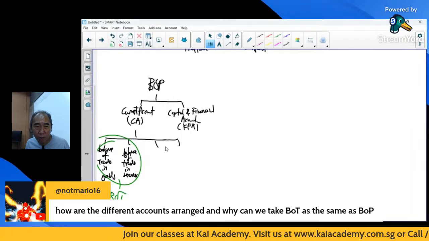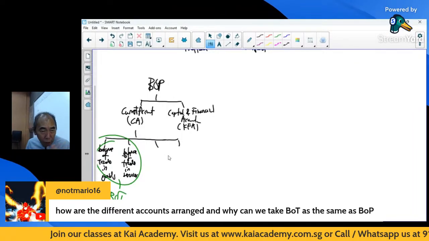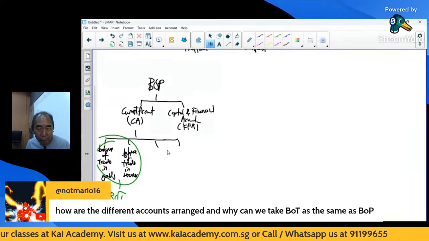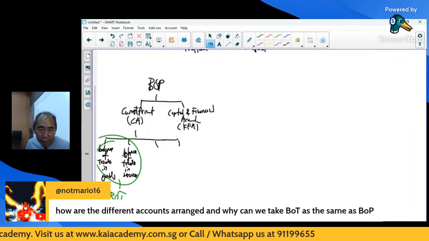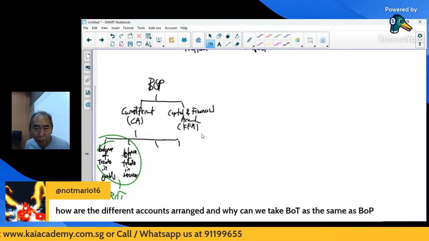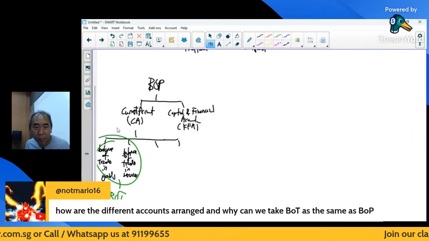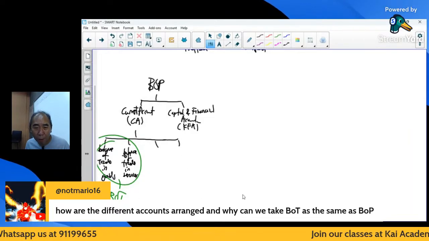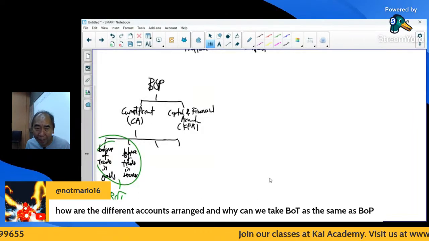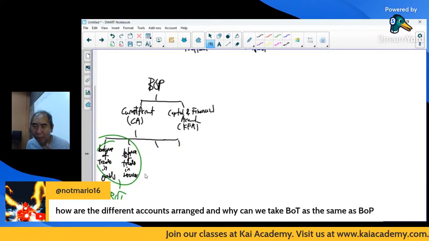CA itself contains two other accounts. At this stage, it's not very important to know what these two are. And then CA itself is a subset of BOP. So how are the accounts arranged? This is the way the accounts are arranged. Why can we take BOT as the same as BOP? We can't, right? We can't take BOT as the same as BOP.